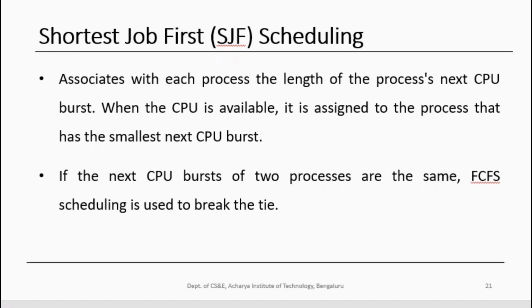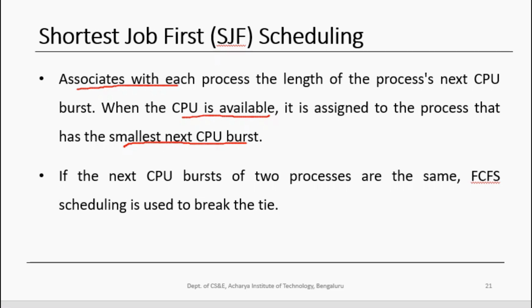Let us now discuss another scheduling approach, which is shortest job first scheduling. In this case, as and when a process arrives into the ready queue, the process gets its next CPU burst time attached to it. And when the CPU is available, among the processes in the ready queue, whichever process has the smallest next CPU burst is selected for execution or is given the CPU.